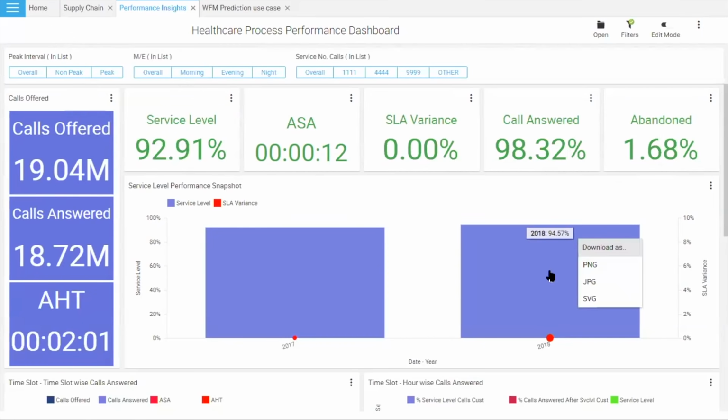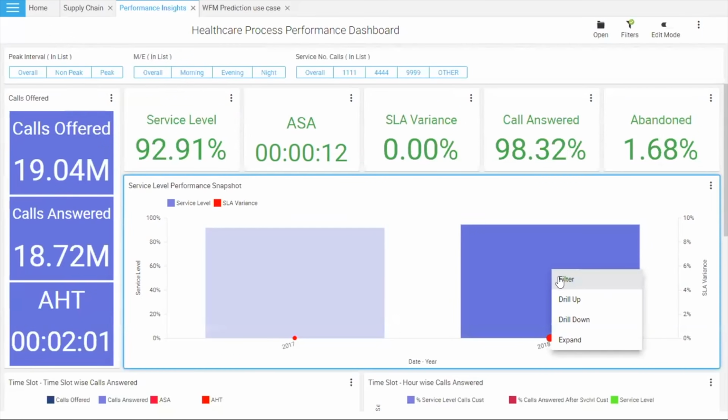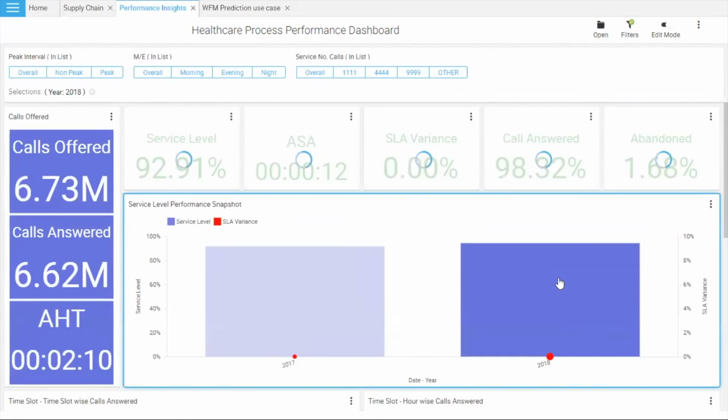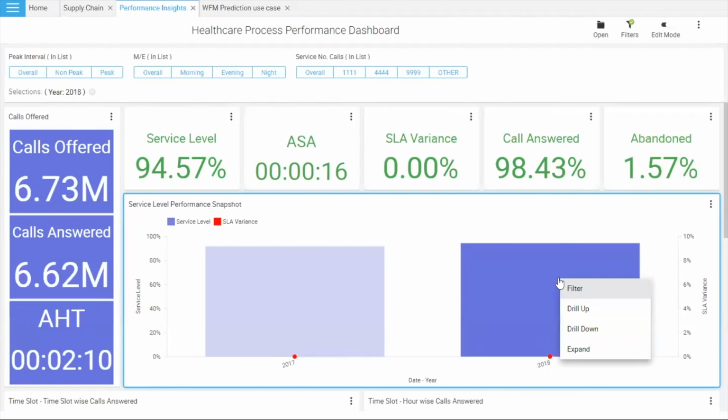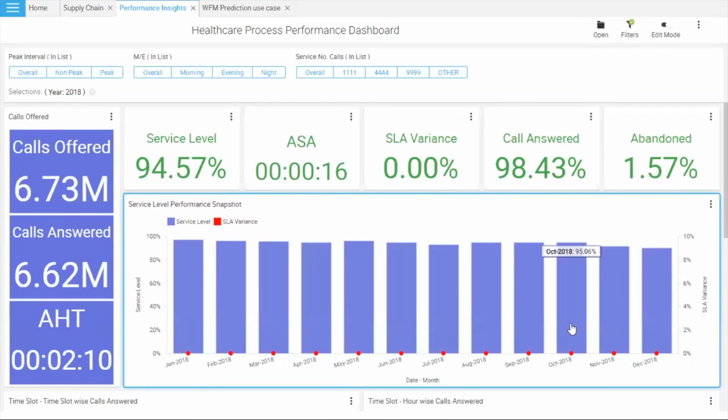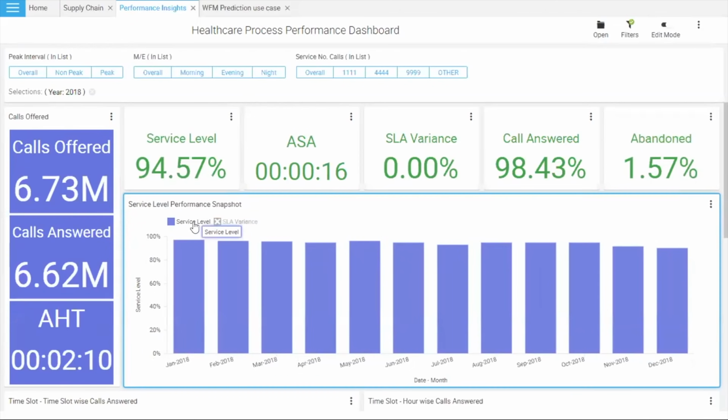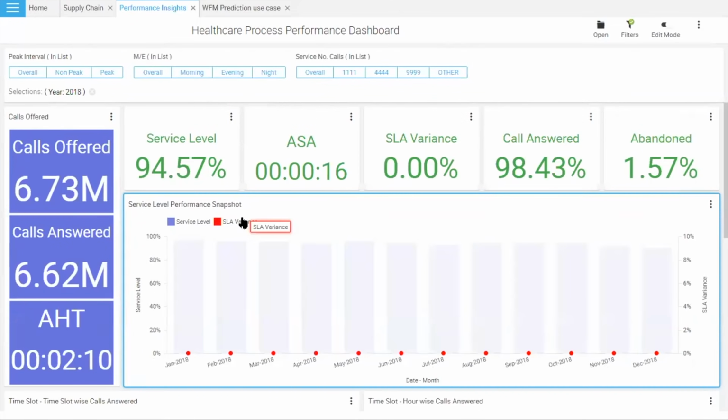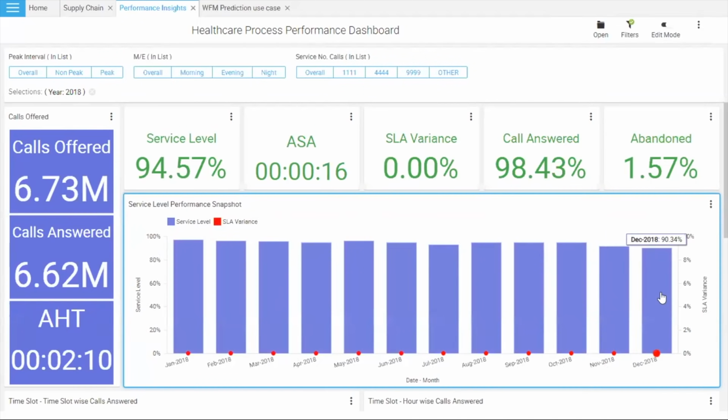Now, if I were to go ahead and quickly filter on 2018, I would know how 2018 performance has been. I can further drill down on 2018. I can look at month level performance. In this particular bar graph chart, you see the service level as a bar graph, and then you have the service level variance, which is the dotted red dots at the bottom. Now, they are at 0% right now because they've been able to meet the target that has been defined.